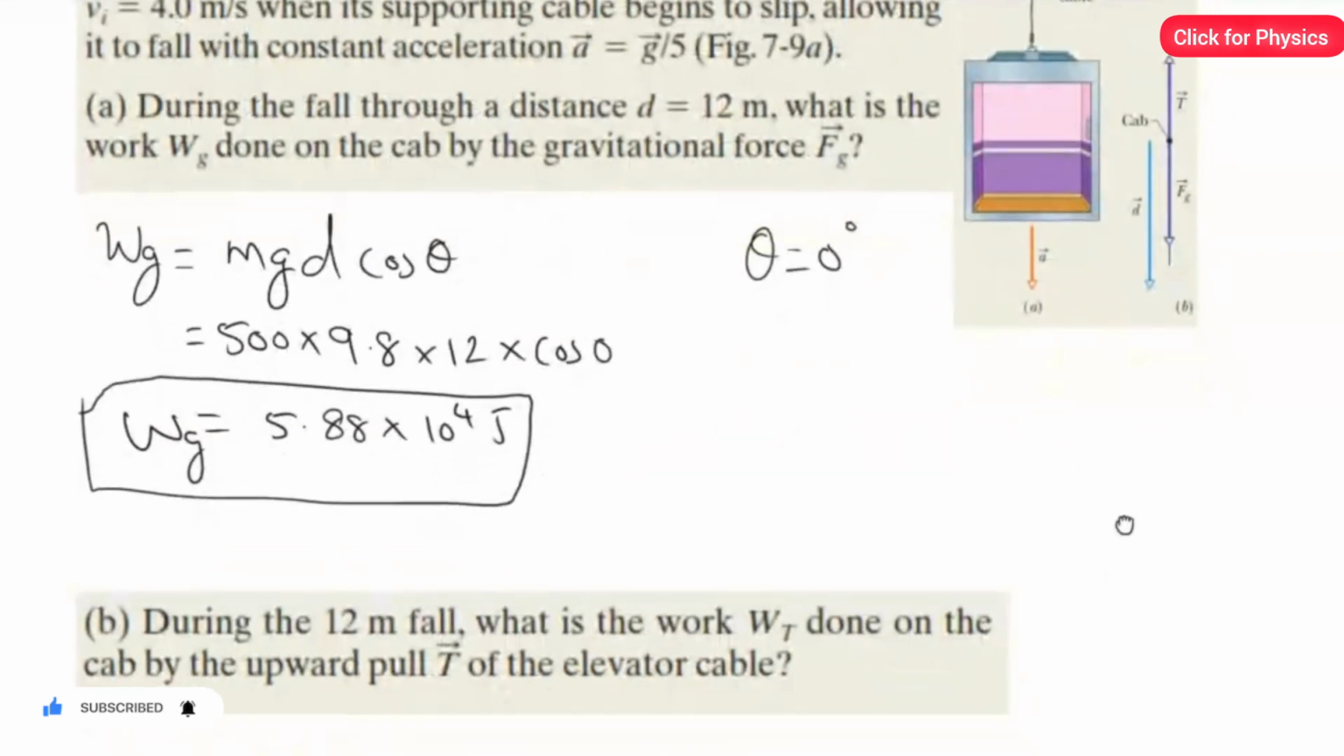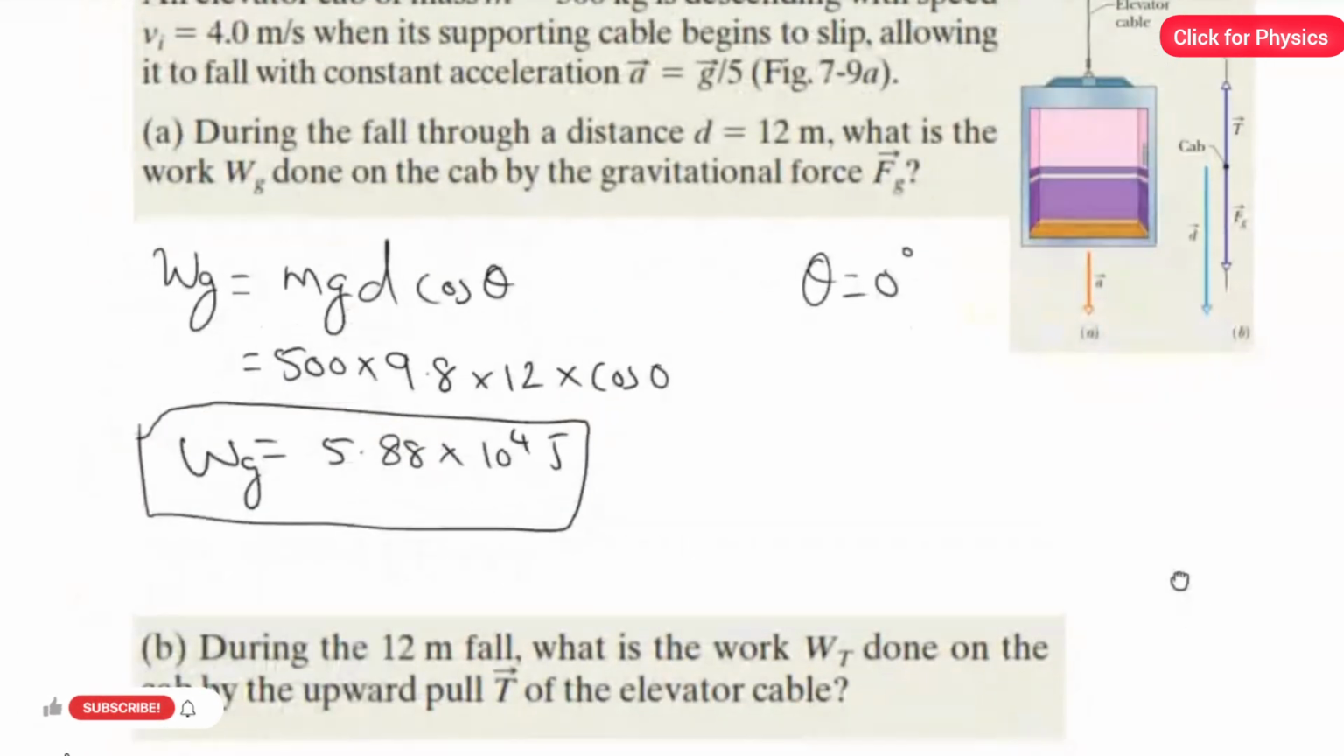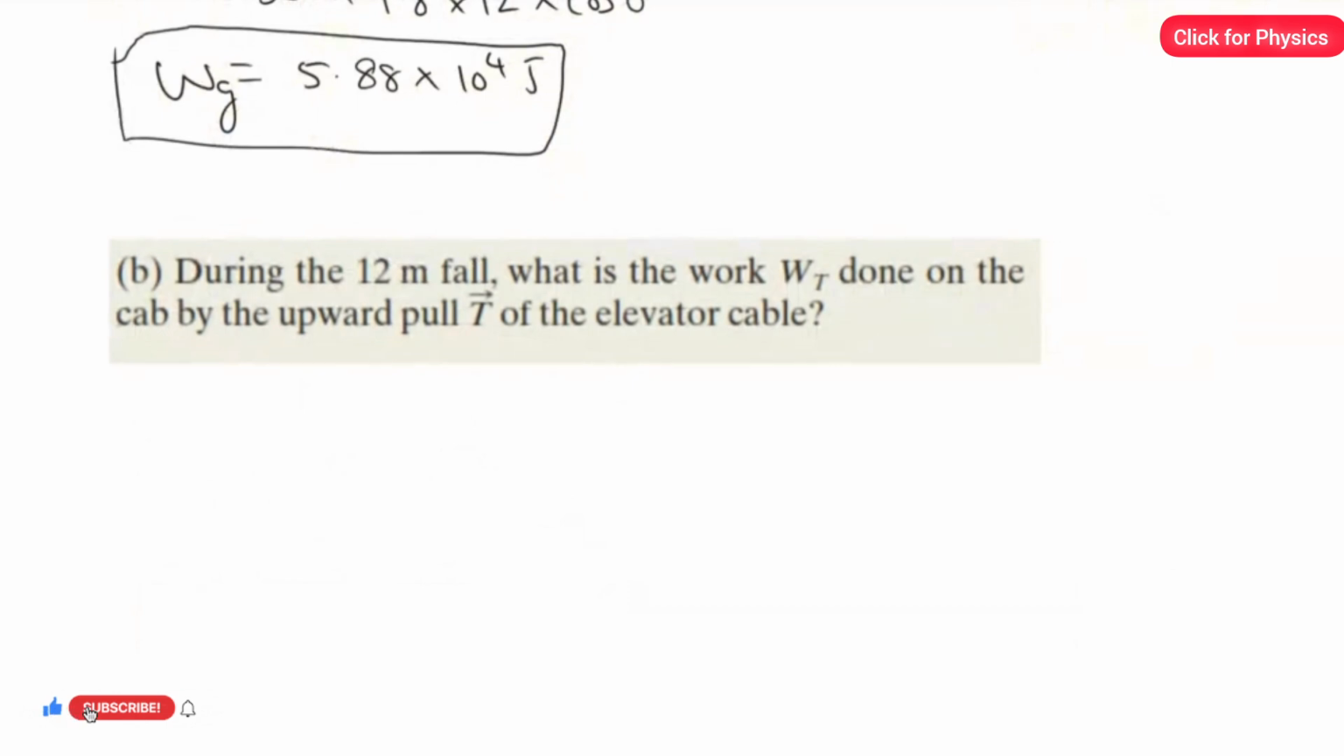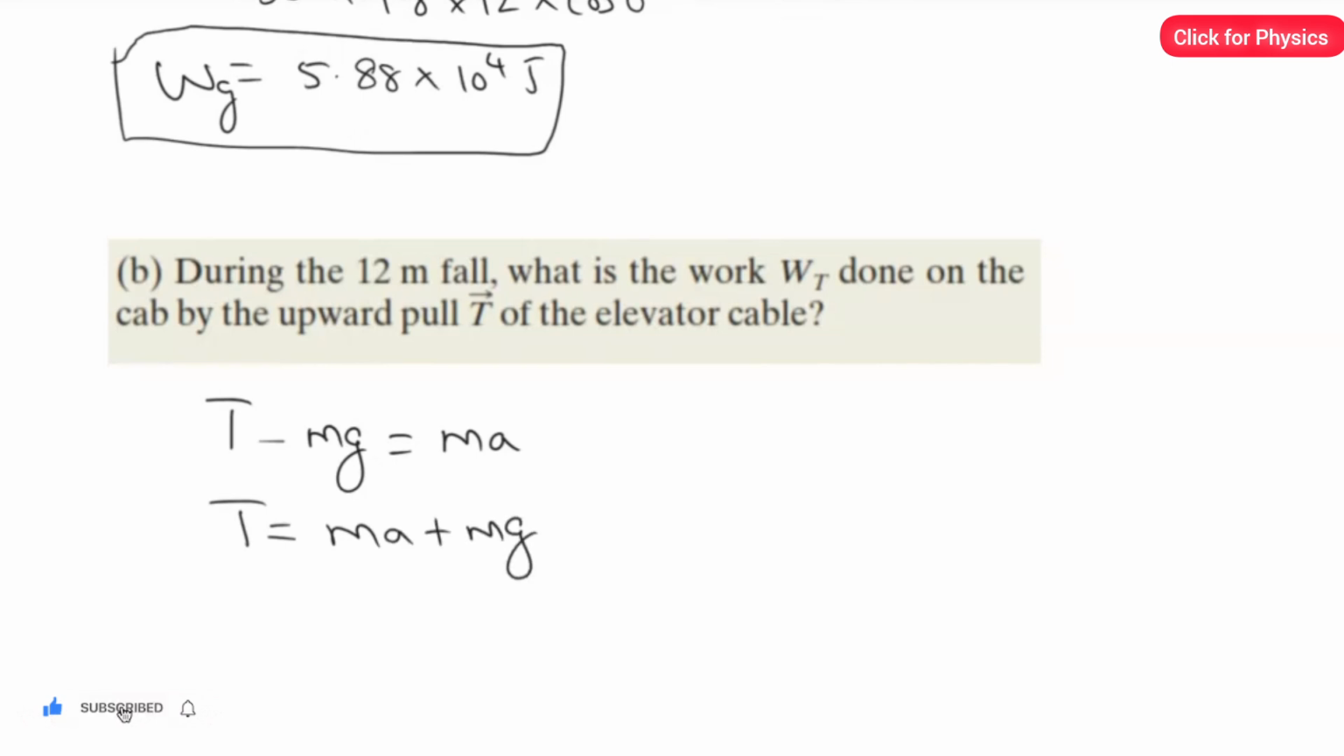When we frame the equation using the free body diagram, we have the rule: tension minus mg is equal to ma. Tension is in the upward direction, the force due to gravity is in the downward direction, and the elevator has the acceleration, so we equate the left hand side with Newton's second law. Now I take mg to the right side, so T is equal to ma plus mg. Taking the mass as a common term, T is equal to m multiplied by a plus g.